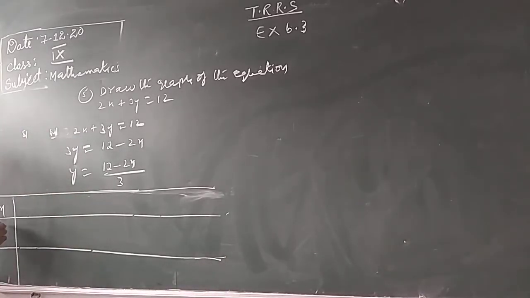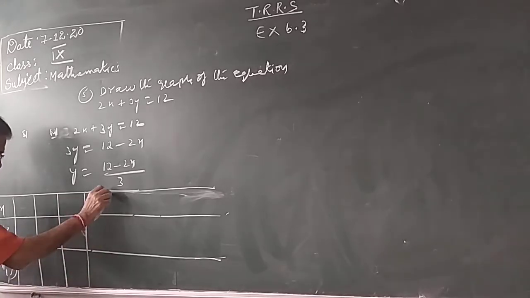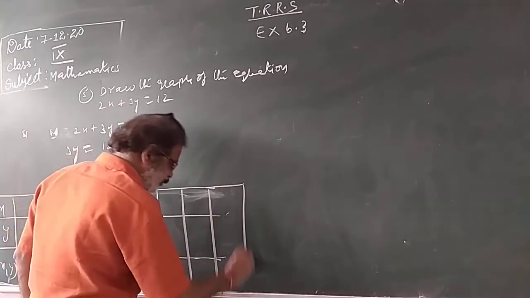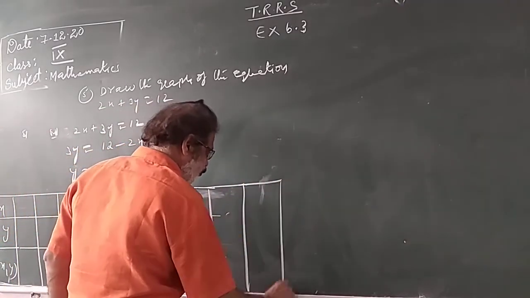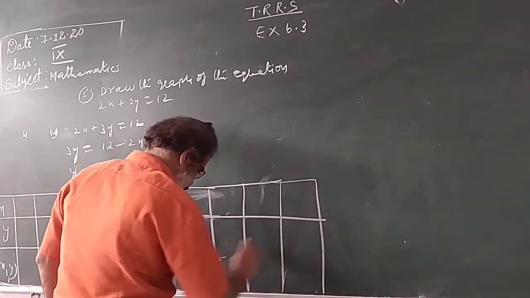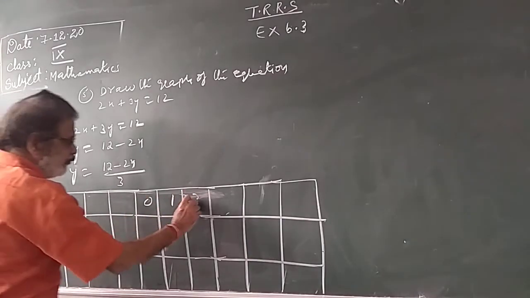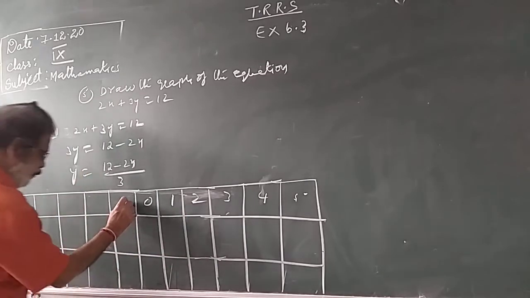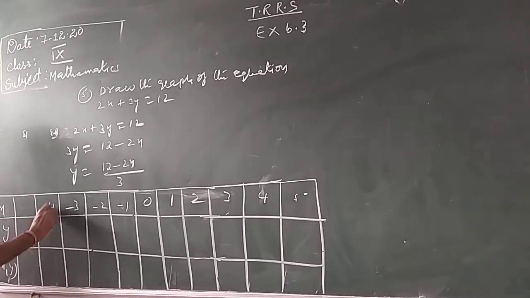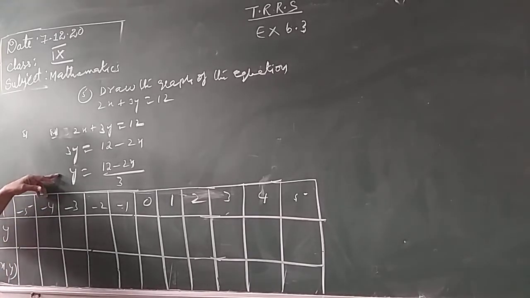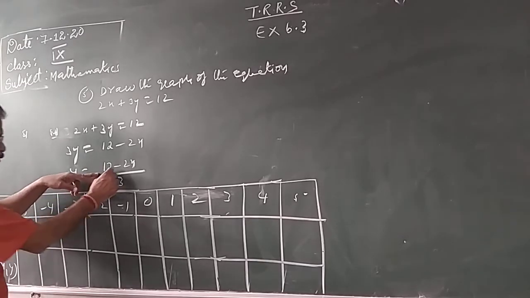So this is x, this is y, x comma y. So I take minus 5, minus 4, minus 3, minus 2, minus 1, 0, 1, 2, 3, 4, 5. Like this, I take 5 positive values and 5 negative values. You substitute all these x values in this equation and you will get the y values. X is equal to 0.